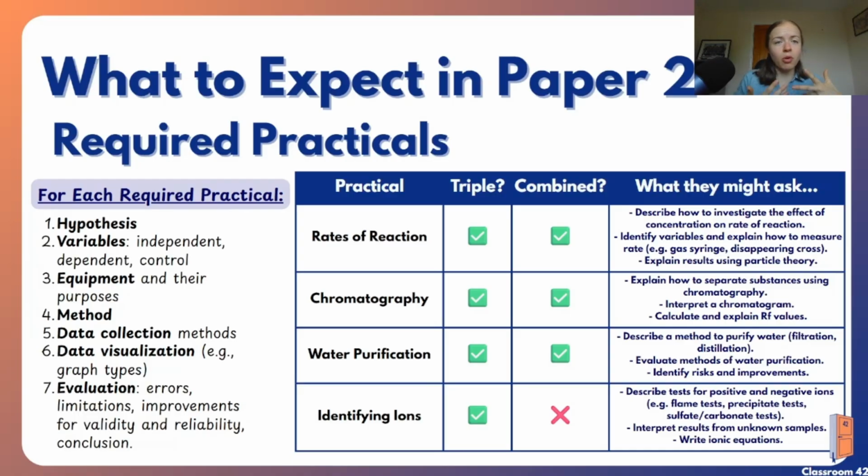So for these ones, you would probably need to be able to describe the positive and negative ion tests. So that could be the flame test, the precipitate tests, or the carbonate test, for example, and interpret those results from potentially unknown samples. So your colour changes, which you've covered in the lessons, will be something that will be relevant to know in these kind of questions.